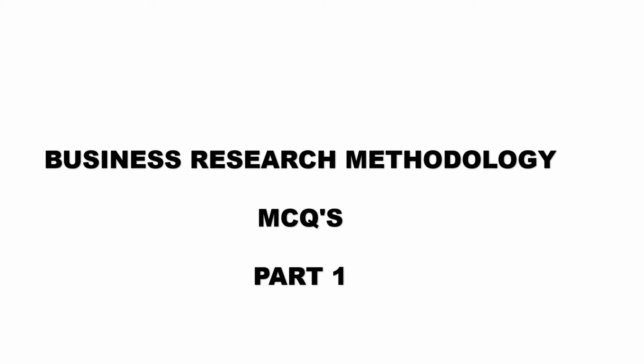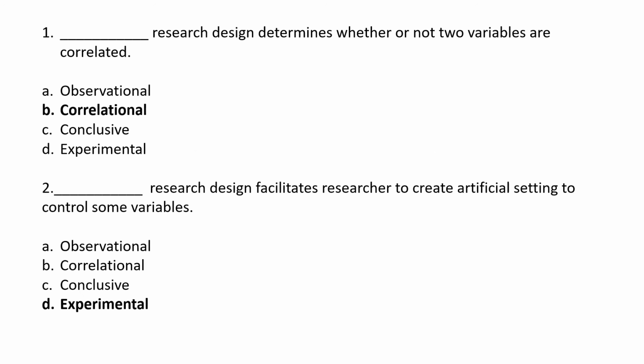Business Research Methodology, MCQs Part 1. Research design determines whether or not two variables are correlated. Option A, observational. Option B, correlational. Option C, conclusive. Option D, experimental. The correct answer is option B, correlational.